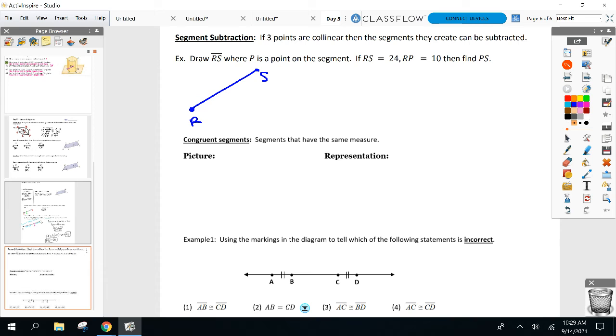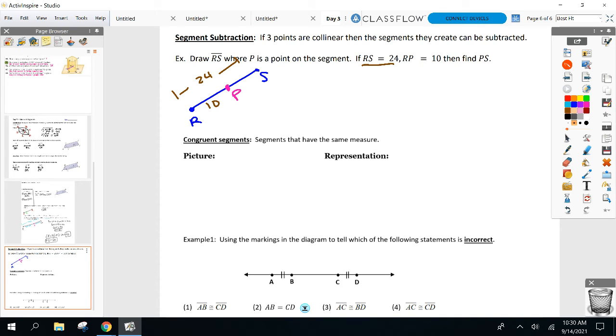P is a point on the segment. Does it say where? Nope. So you can put it anywhere you'd like. This is a quick one. What's this telling me here? RS equals 24. The length is 24, right? So RS is 24 units long. RP is 10 units long. Find the length of PS.